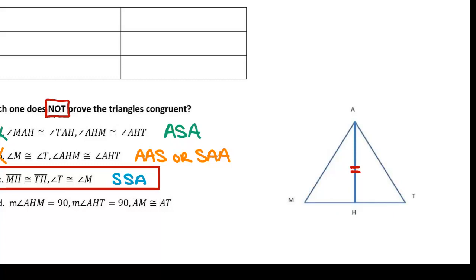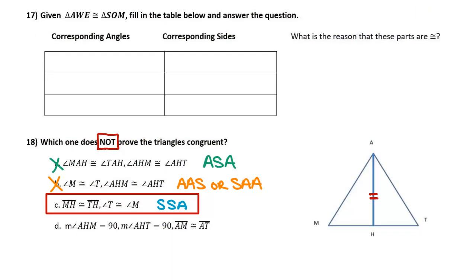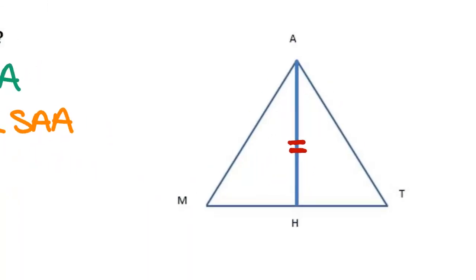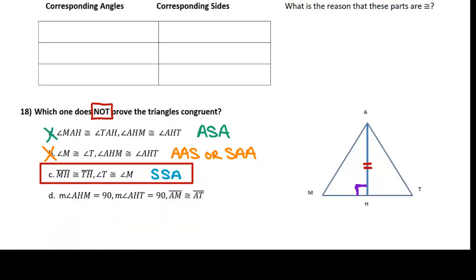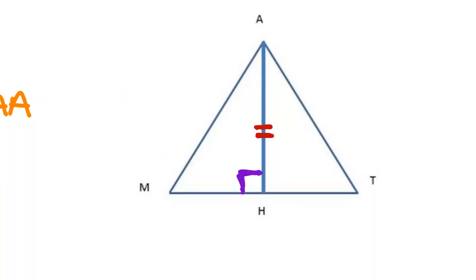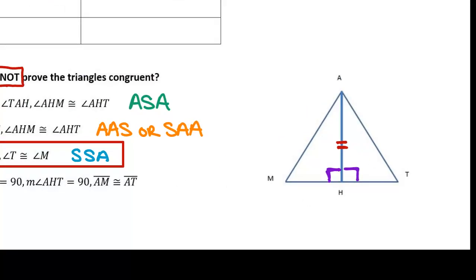I want to look briefly at the bottom one just so we know why that one does work. But we're just going to look at it very briefly. It says angle AHM is 90. So I would have a right angle marking here. Angle AHT is also 90. So that would be a right angle marking here. And segment AM, right here, is congruent to segment AT, right here.